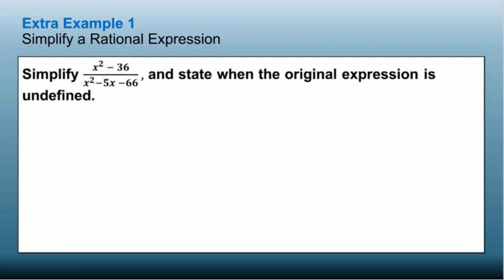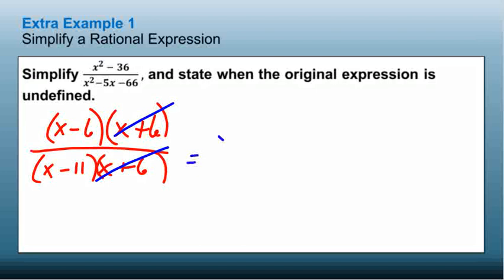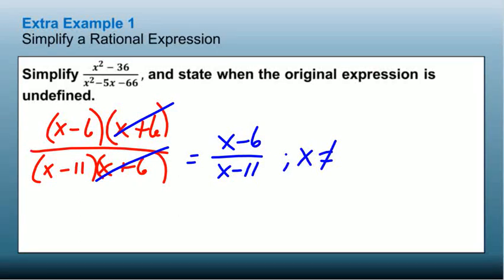Let's simplify this one. I have a difference of 2 squares on top, so this would be x minus 6 times x plus 6. And the denominator, -11 times 6 is -66, and -11 plus 6 is -5. They both have x plus 6, so my answer would be x minus 6 over x minus 11. And then x cannot equal, if I make each of these equal to 0, x cannot equal 11, and it can't equal -6.